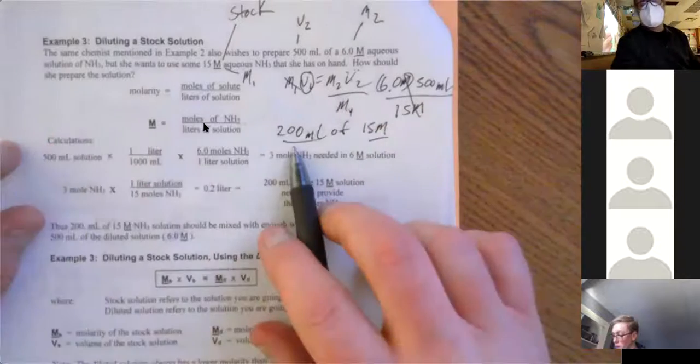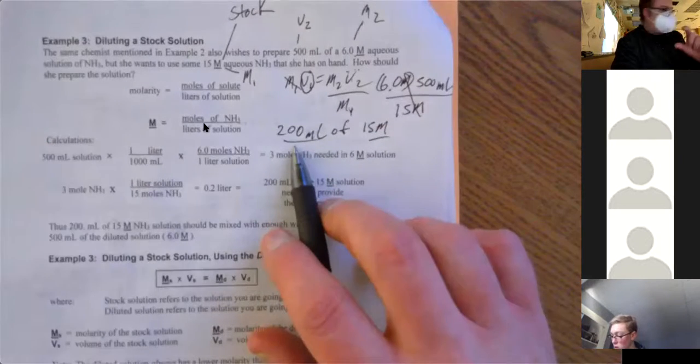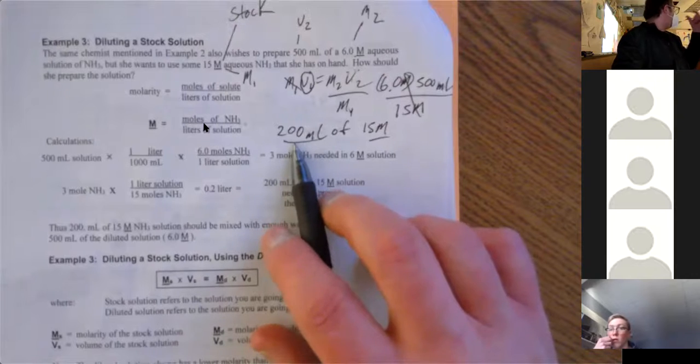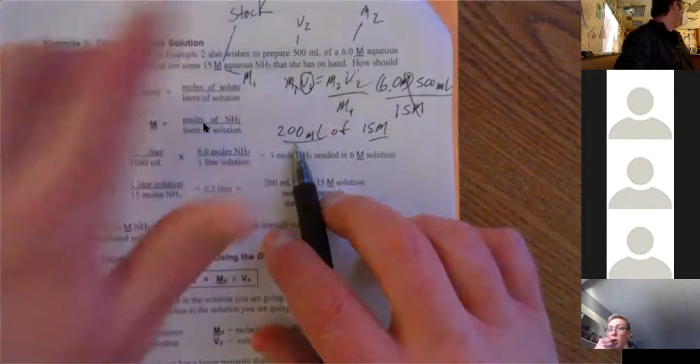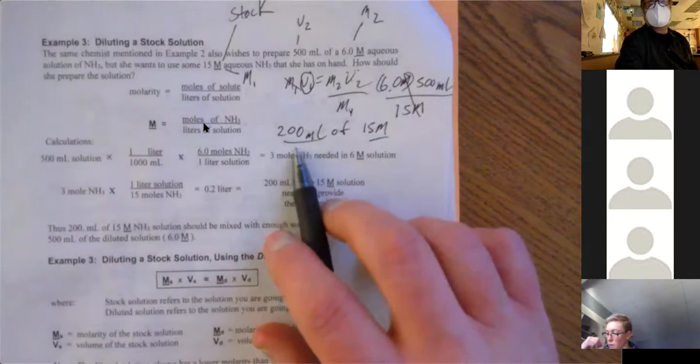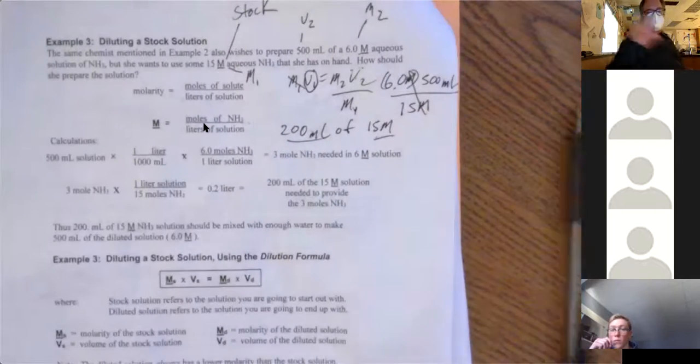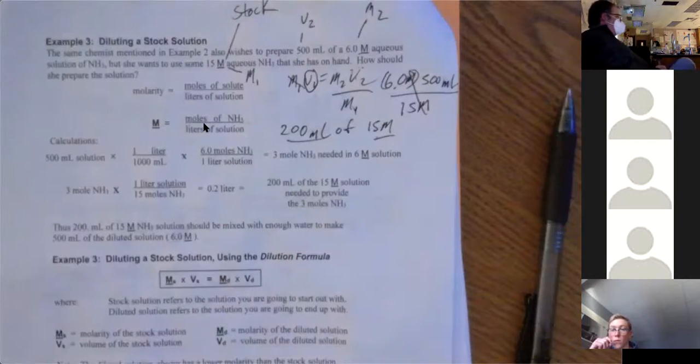That's the cap. If you don't know what I'm talking about, the cap for the laundry detergent, that's how much that cap for this particular thing would be. We would need a cap the size of 200 milliliters of the 15 molar. Now, how would I finish making it once I have that? Add 300 milliliters of the solvent, or in this case, water.